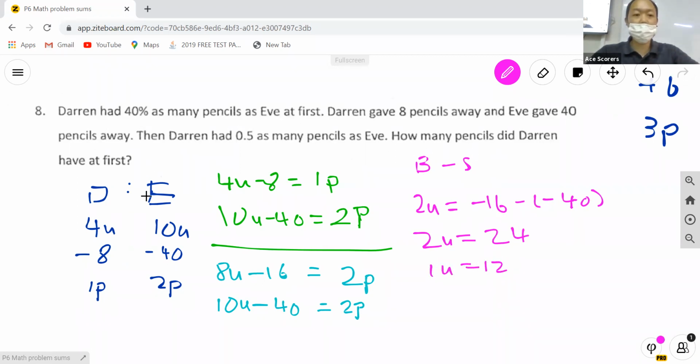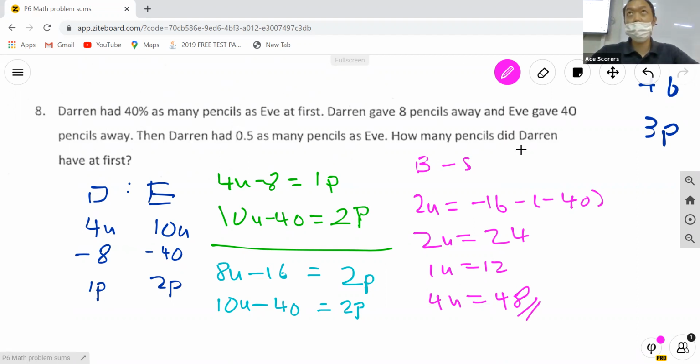And how many pencils did Darren have at first? 4 units, yeah? 48. So 4u equals 48. That's the answer. All right, so you see the method to solve this is very mechanical.